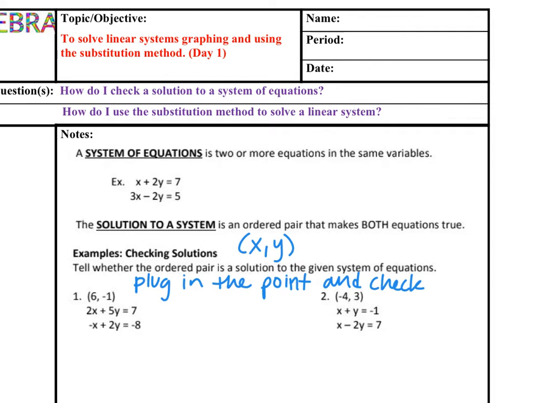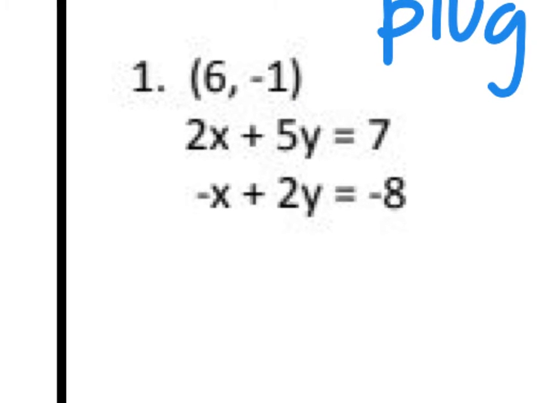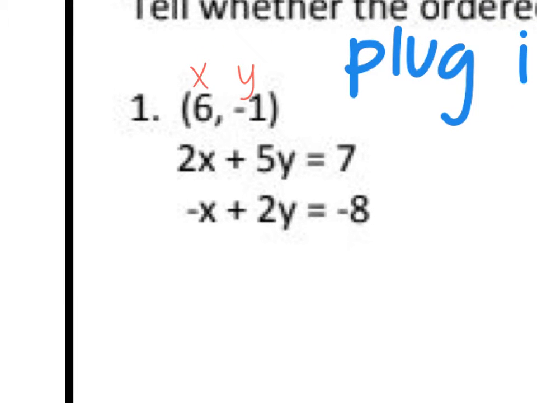We are doing the first one together. The second one you will try on your own. You are going to take this point, 6, negative 1, and plug it in for x and y. So 6 will go for x, negative 1 for y. First equation.